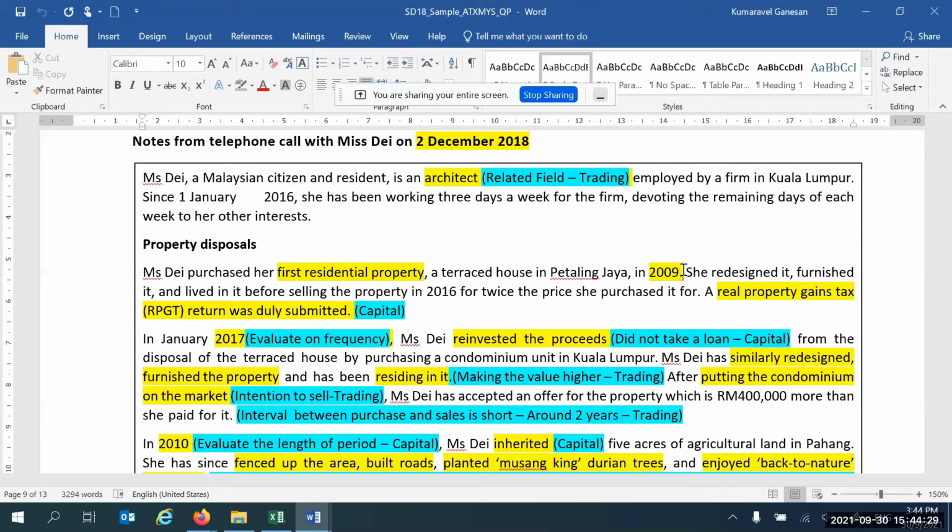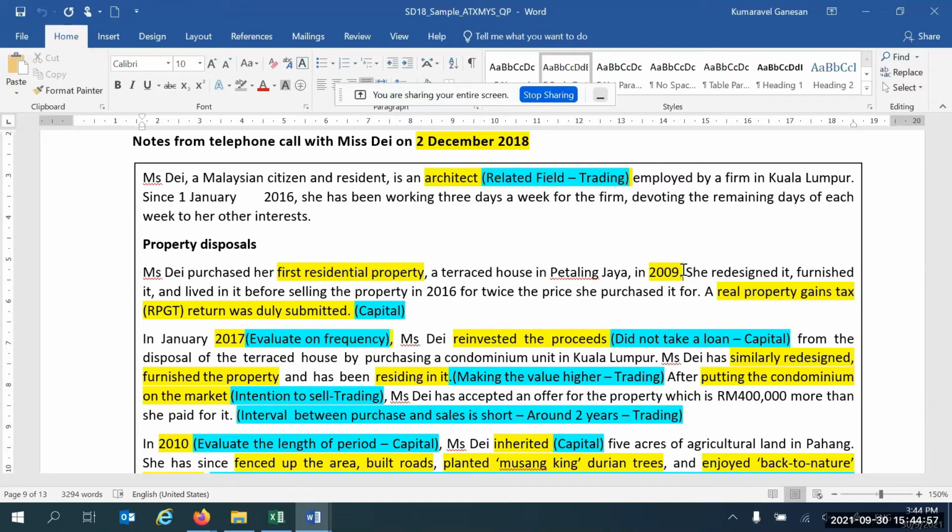This shows it was treated as capital. That's perfectly fine because she's not somebody who buys and sells properties regularly. This was just one house, one transaction. Twice the price doesn't matter. Remember, it's the intention at the point of acquisition.